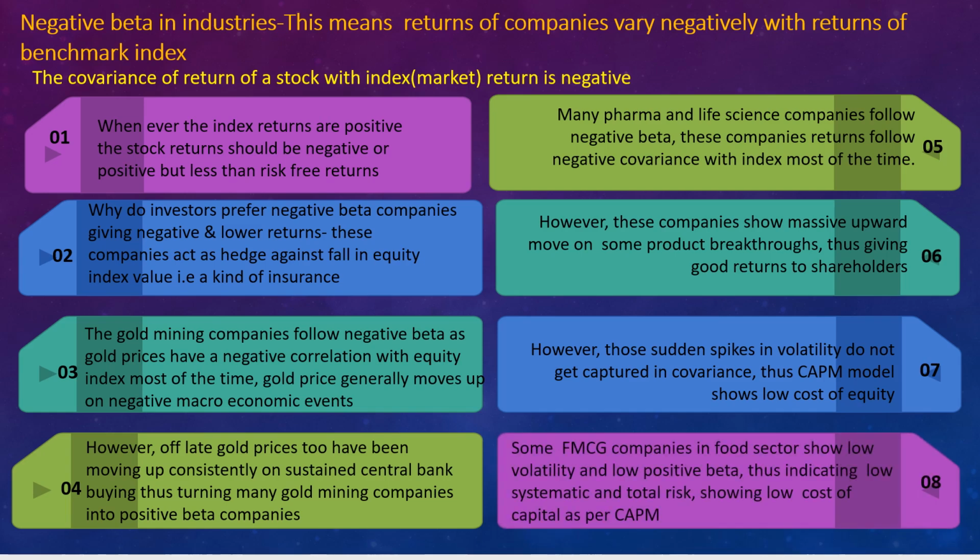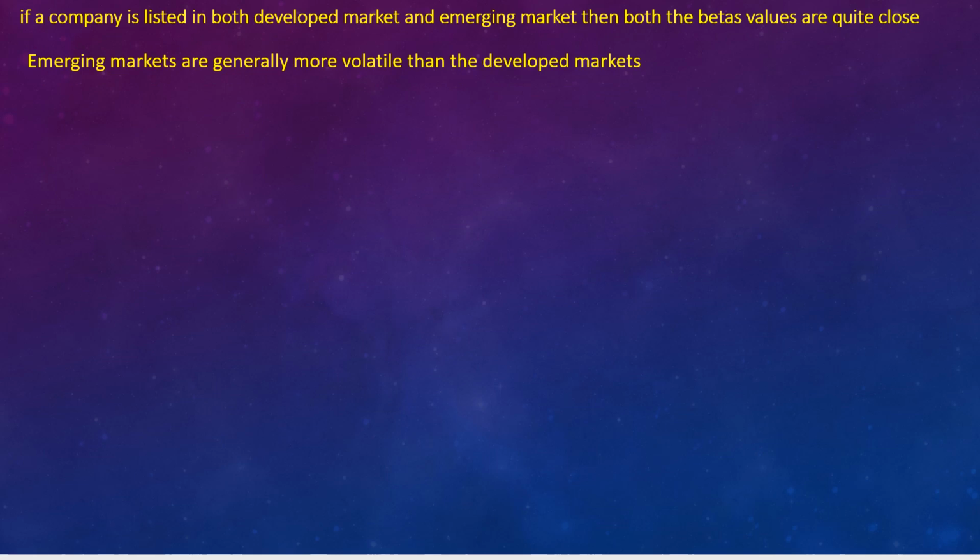Some FMCG companies in food sector show low volatility and low positive beta, thus indicating low systematic and total risk, showing low cost of capital as per CAPM. If a company is listed in both developed market and emerging market, then both the values are quite close. The emerging markets are more volatile than the developed markets.